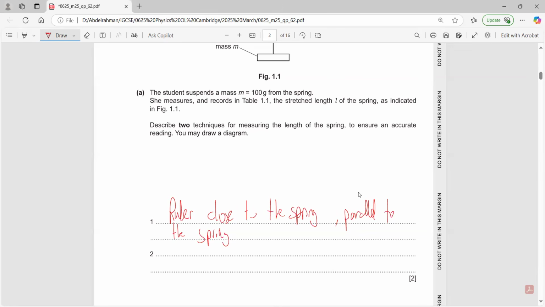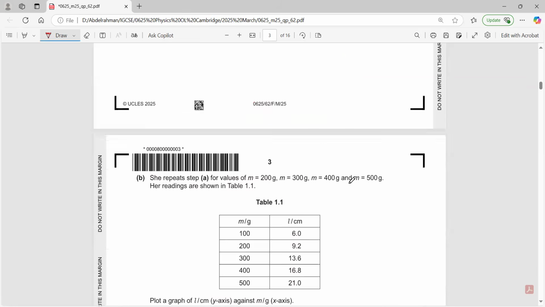We can also use a set square, which is that triangle thingy, which you use to take readings perpendicularly. So basically, you're saying take the reading perpendicularly to avoid the parallax error.